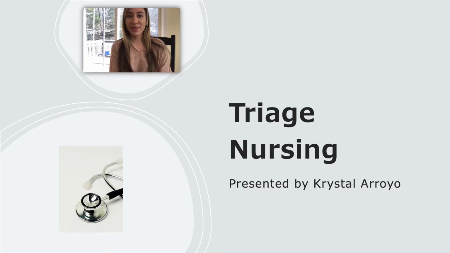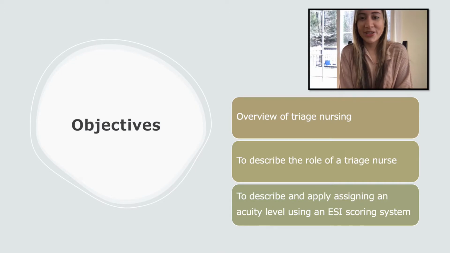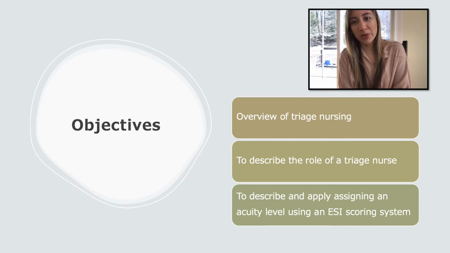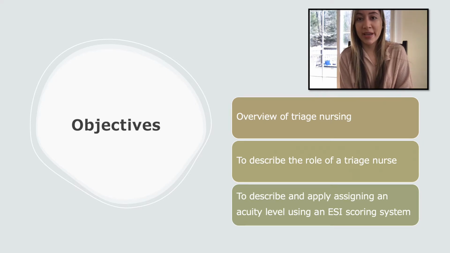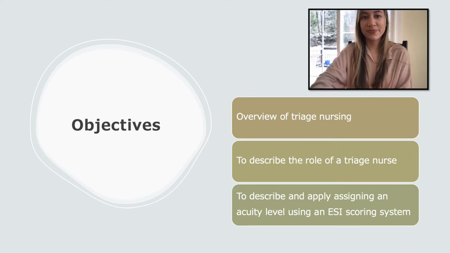I work in an emergency department, and this is a huge part of our job, so today I'm going to teach you about it. The teaching method and strategy that we're using today is going to be lecture and PowerPoint. We have 3 objectives for you guys to know by the end of this presentation. So it's going to be an overview of triage nursing, to describe the role of a triage nurse, and to describe and apply assigning an acuity level using an ESI scoring system.